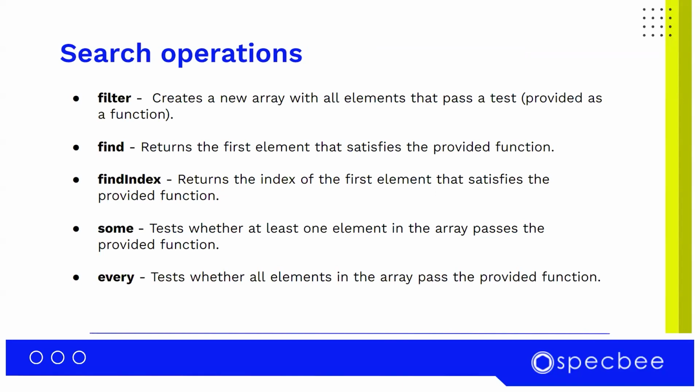Next is search operations. Basically, we want to see if the array satisfies something, or if we want to get a part of that array, or we want to find just one element in the array, or like we just want to check if anything is there in the array, or if every element, like all the conditions are getting passed there. So yeah, all these methods that you see, filter, find, index, some, every, these are very useful when we need to search through it.